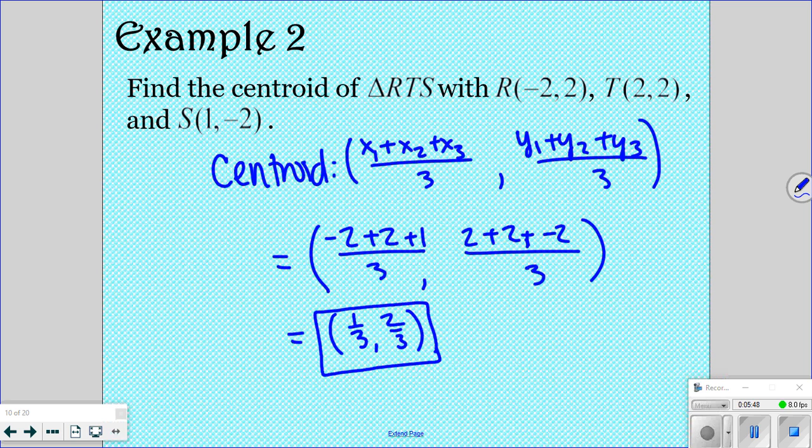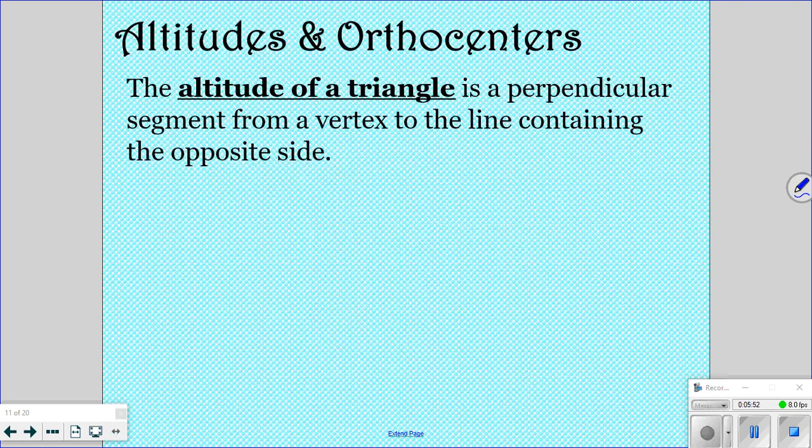So that would be your answer for that one. Okay. Now we're going to look at altitudes and orthocenters. So the altitude of a triangle, we've talked about that before. It is always perpendicular going from a vertex to the side opposite it. So if we have a triangle, the altitude would be this line here.